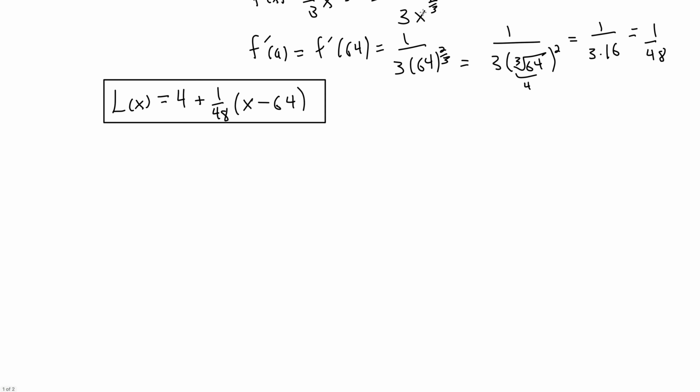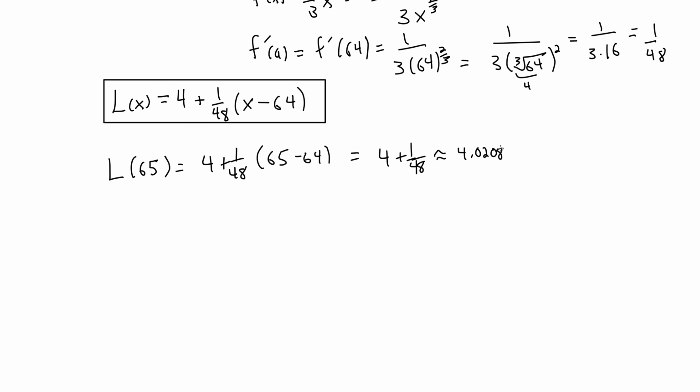Okay, let's use this to estimate the cubed root of 65. To do that, we evaluate L of 65. All right, what do we get? 4 plus 1/48 times 65 minus 64. Well, that's essentially 4 plus 1/48. Put that into a calculator. We get about 4.0208. Well, I wonder how good of an approximation that is.